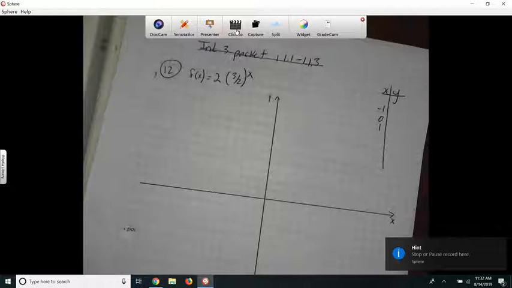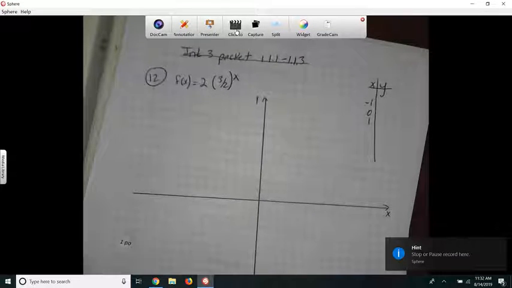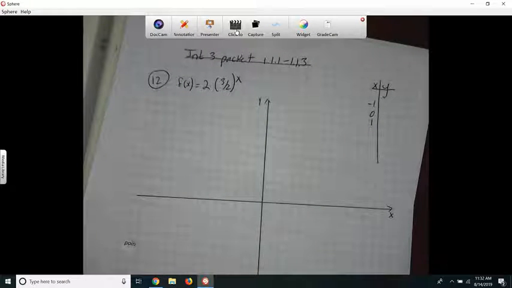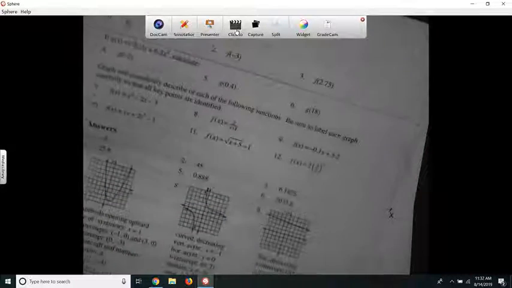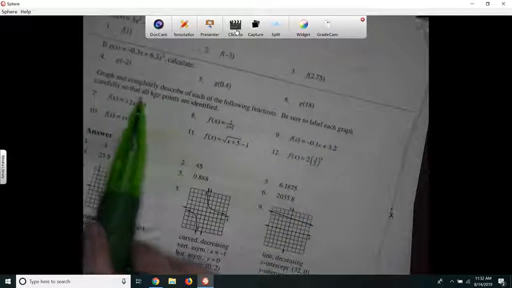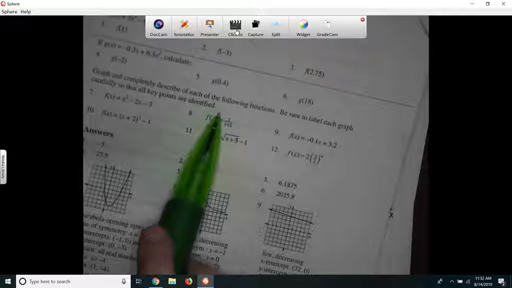All right, here's your Integrated 3 homework packet. This is number 12, and it wants me to graph and completely describe each of the following functions, and be sure to label each graph carefully so that all key points are identified.